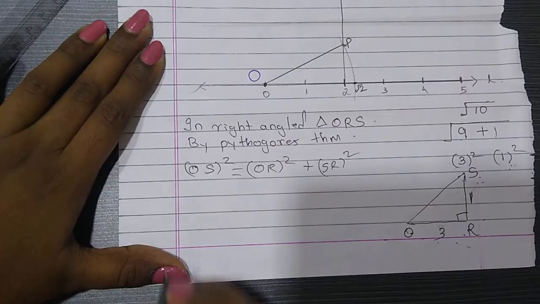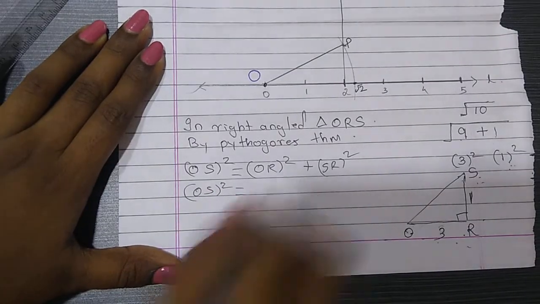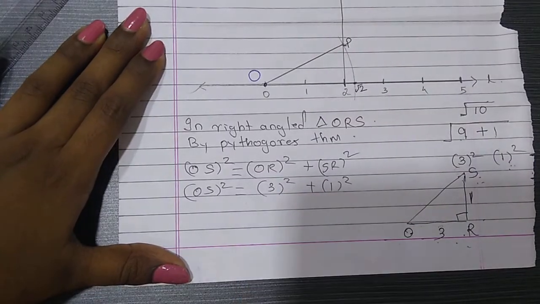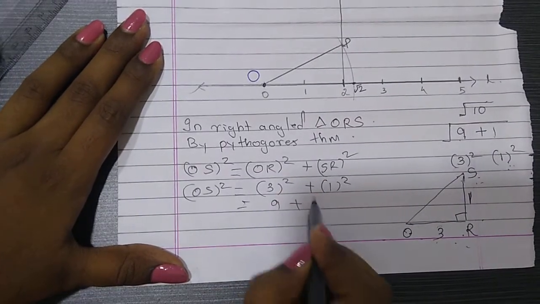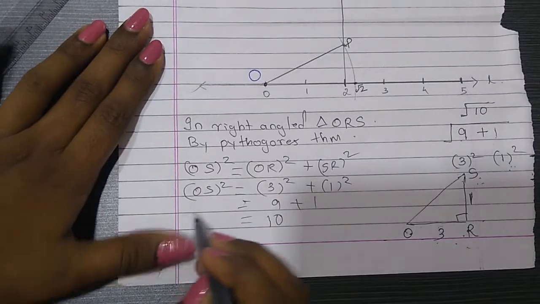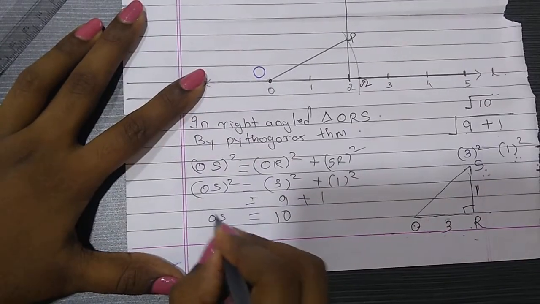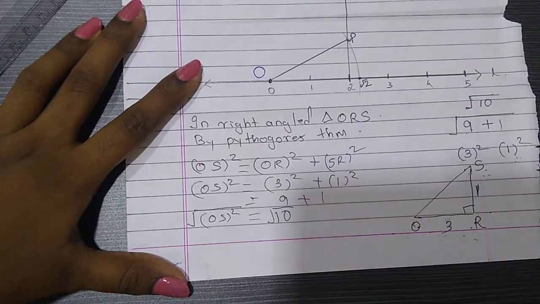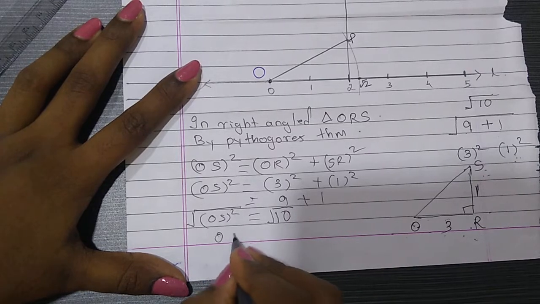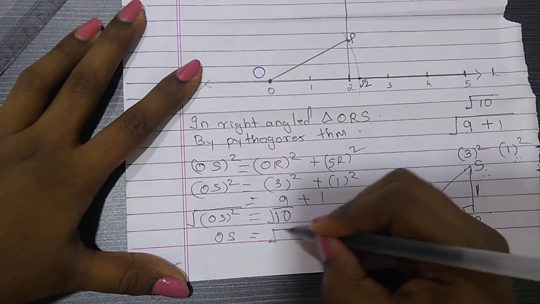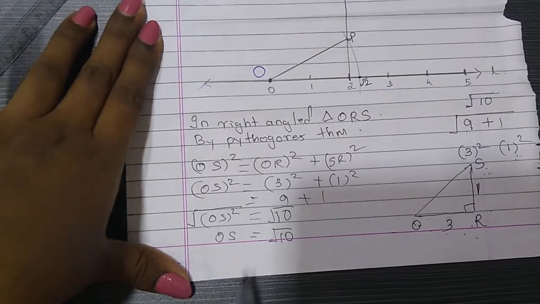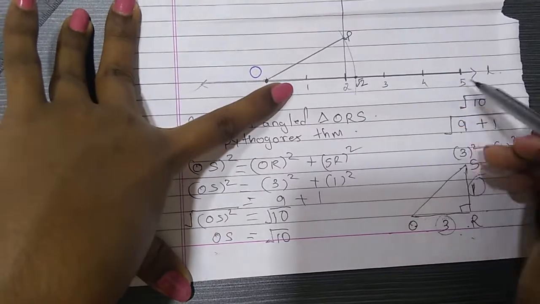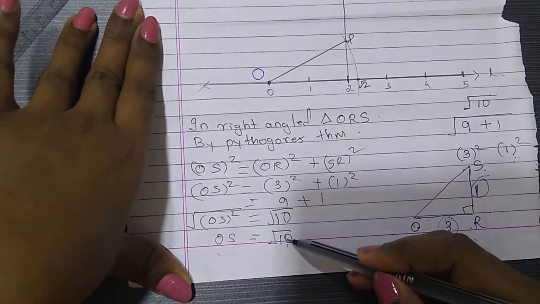Okay, so OS square, again I'll write OS square is equal to, what is the value of OR square? It is 3. So I'll write it as 3 square plus 1 square. So what is 3 square? It is 9 plus 1. So what do you get? 10. Now we will be taking OS square is equal to 10. Now we'll be taking square roots on both sides. So OS is equal to root 10. So that means using these two values you can represent root 10 on a number line.